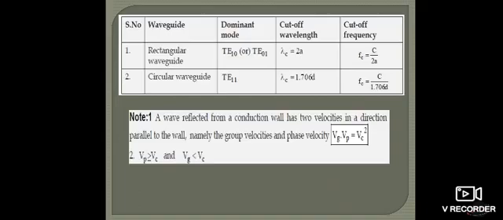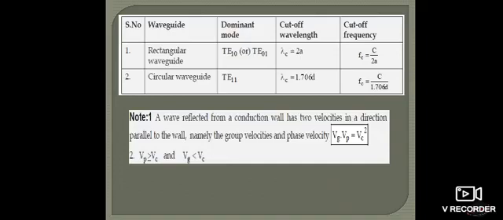So what is the cutoff wavelength for the rectangular waveguide? Lambda c equals 2a. And the cutoff frequency is Fc equals c by 2a for the rectangular waveguide. For the circular waveguide, the cutoff wavelength is lambda c equals 1.706 d, and the cutoff frequency is Fc equals c by 1.706 d.